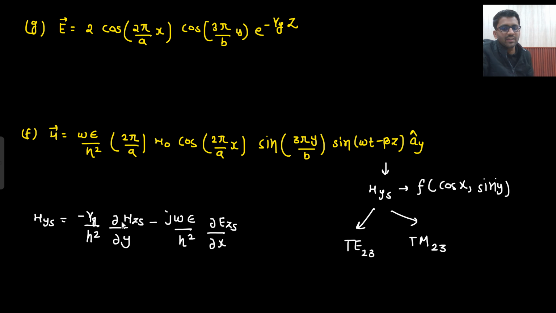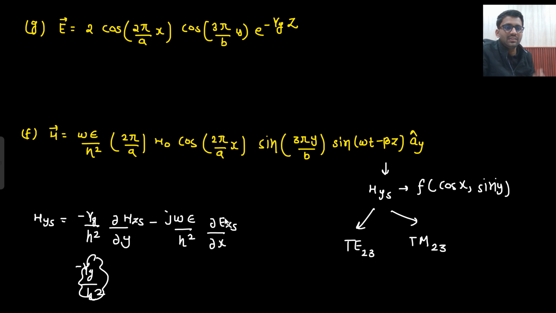Now one of EZ or HZ would be existing. You don't know which is existing, but certainly either EZ would exist or HZ would exist. Both simultaneously cannot exist. If I say that HZS is non-zero, then at the beginning of my expression I would be getting minus gamma g upon h square. Basically, I would get gamma g upon h square if HZS was non-zero.